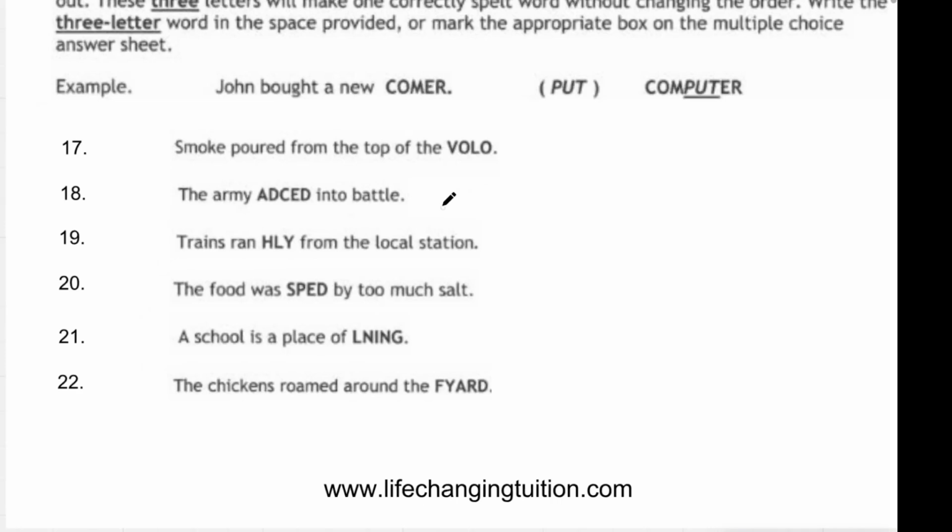We have to find 3-letter words to put into these words rearranged. So in this we can put, this is gonna be volcano, so we have to put can. Question number 18, we have to put van, advanced. And then for 19, we're just gonna put hour, it's gonna be hourly. For 20, we're gonna put oiled, spoiled, so oil. Then for 21, the place is a school of learning, it's going to be ear.